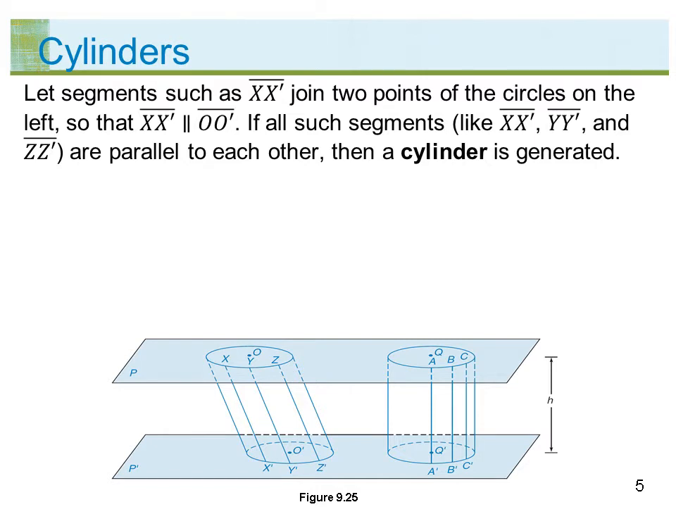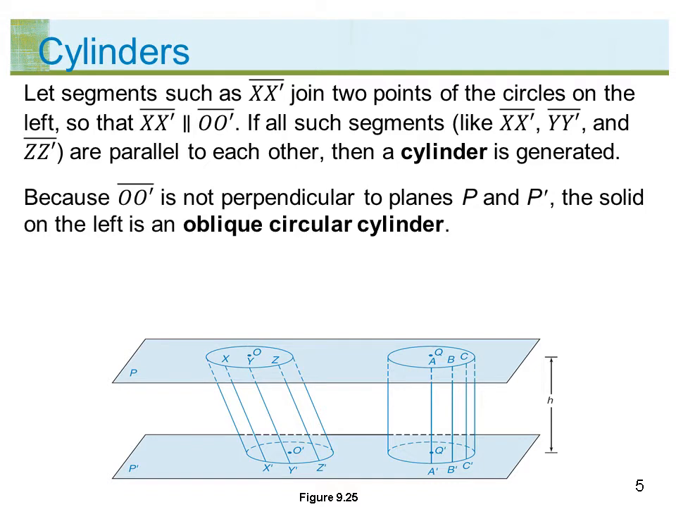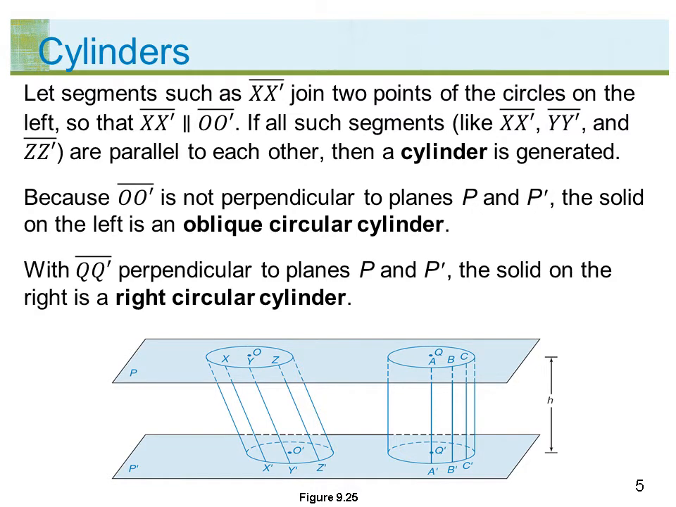parallel to segment OO'. If all such segments, like segments XX', YY', and ZZ', are parallel to each other, then a cylinder is generated. Because segment OO' is not perpendicular to planes P and P', the solid on the left is an oblique circular cylinder. With segment QQ' perpendicular to planes P and P', the solid on the right is a right circular cylinder.